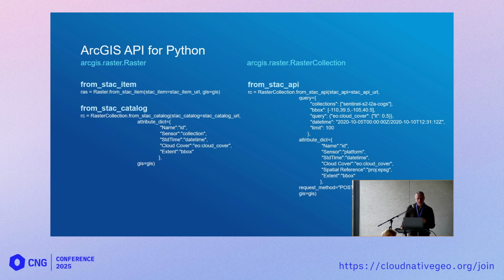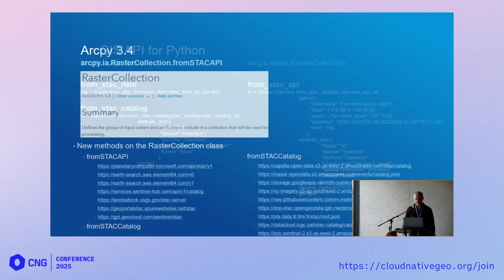In our APIs, you'll see three methods, okay? You can instantiate a raster object in the API for Python from a STAC item, which is just a reference to the JSON, or from a STAC catalog, a static catalog. You can also create a raster collection, which is very much like a mosaic dataset. It's just an in-memory model. And you can do that from a STAC API query that you craft.